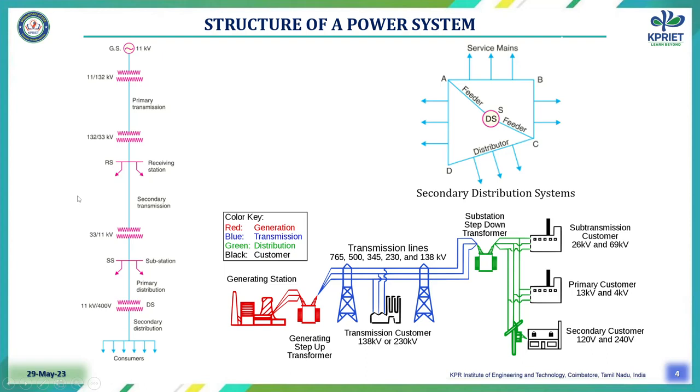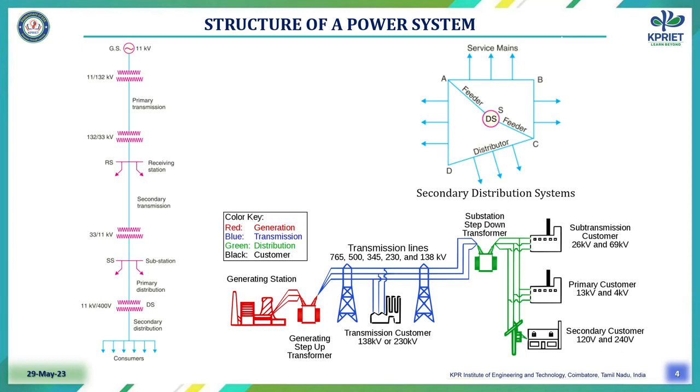Today we are going to see about the structure of a power system, how the power will be generated, transmitted, and distributed to the consumer. The ultimate aim is that the generated power is properly utilized by the consumer.